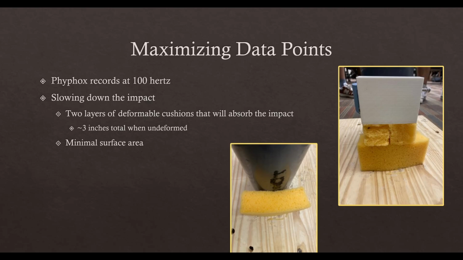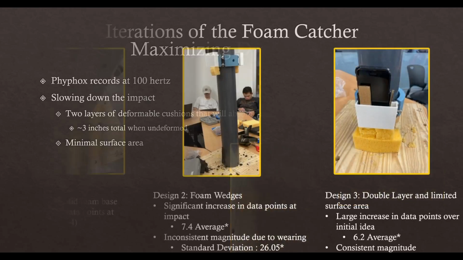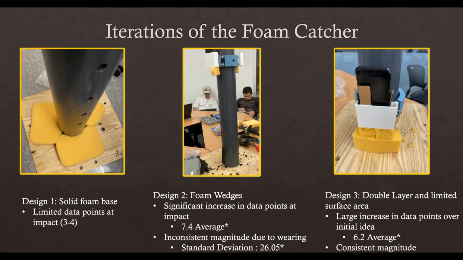This was done by using 2 layers of foam, 1 layer attached to the bottom of the collar, and 1 at the base of the tower, that help absorb the impact. This 2-layer setup deformed about 3 inches after letting the collar fall. We also ensured that the impact only had a small surface area, which helped absorb more of the impact and have less rebound. Before we landed on this design, we went through 2 other iterations.